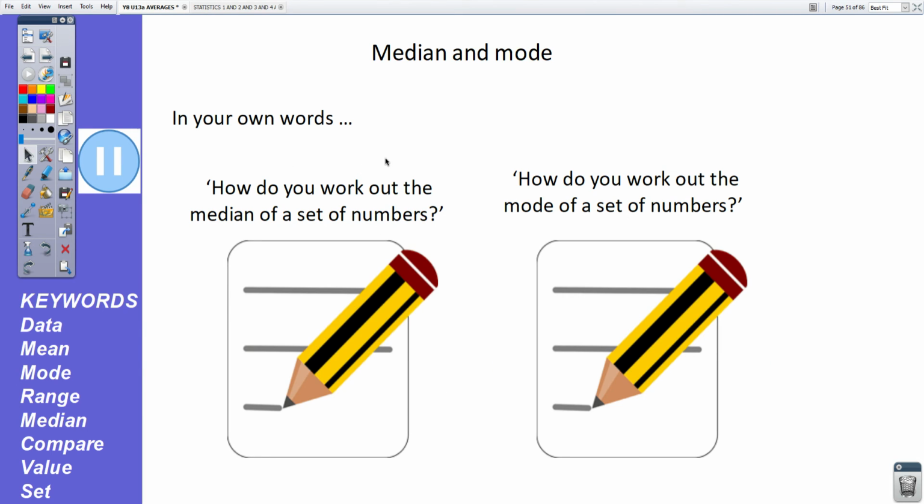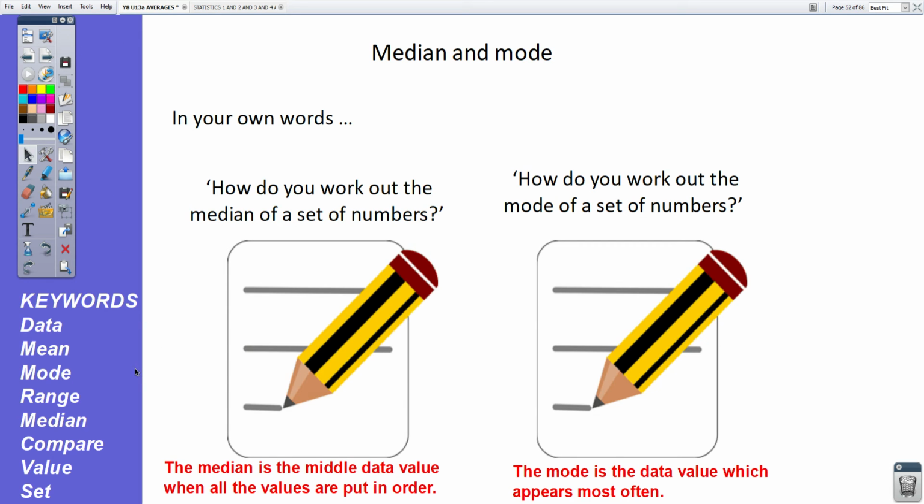First off, let's make sure that you can remember what we mean by the median and the mode. So I'd like you to write down in your own words your definitions, please, for the median of a set of numbers and the mode for a set of numbers. Pause your video and unpause it when you are ready to continue. Okay. The median is the middle data value when all the values are put in order, and the mode is the data value which appears most often.